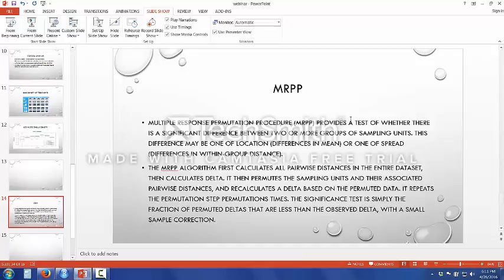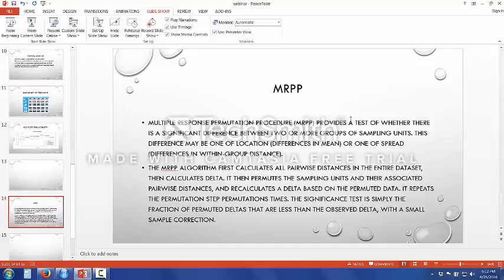Basically, what I got was that the MRPP procedure calculates the difference between all the observations within the groups or factors, and it generates an average distance for each group. This sort of represents a signal, so the smaller the average distance, the stronger the signal.